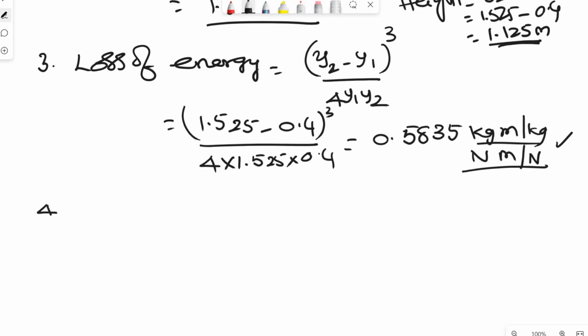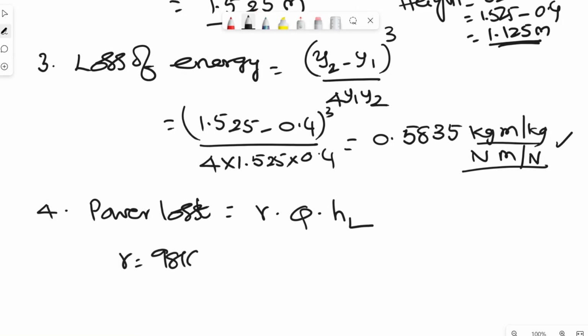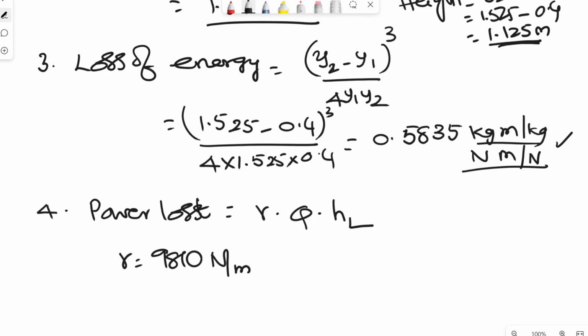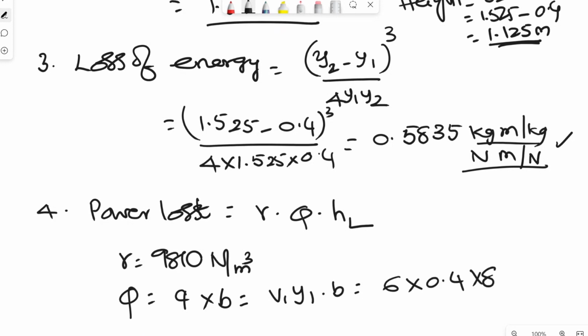Then the last question he asked is, what is the power lost? Power lost is equal to gamma Q into HL. Gamma for water is 9810 Newton per meter cube. What is Q? Small q into B. Small q we already got: it is V1 y1 into B. V1 is 6, y1 is 0.4, into 8. If you calculate this, Q is equal to 19.2 meter cube per second.